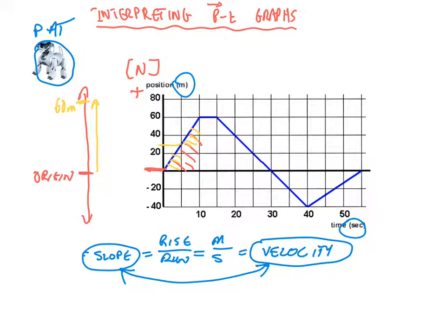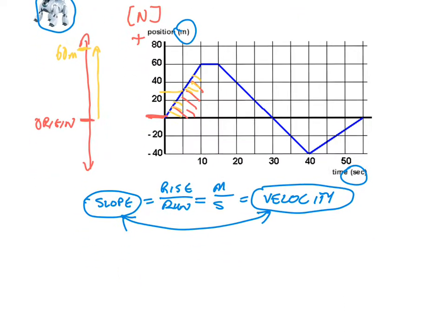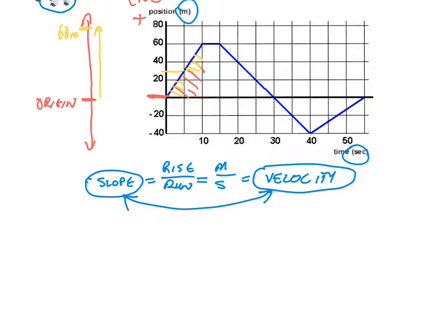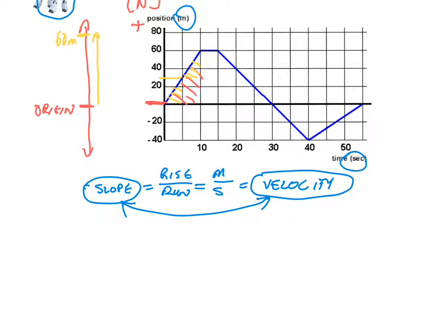Can we calculate the slope for the yellow section, the first section that we've just looked at? Sure we can. We take our y value, y2 minus y1, which is 60 minus 0 meters. We put it over our x value, x2 minus x1, and we get 6 meters per second.